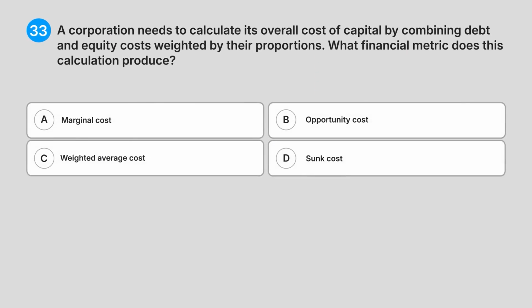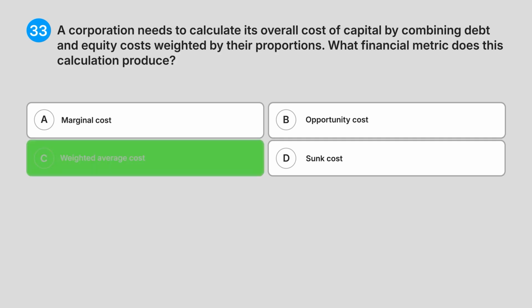33. A corporation needs to calculate its overall cost of capital by combining debt and equity costs weighted by their proportions. What financial metric does this calculation produce? A. Marginal cost. B. Opportunity cost. C. Weighted average cost. D. Sunk cost.